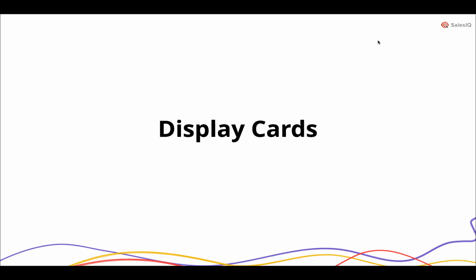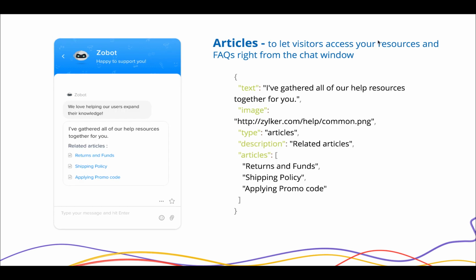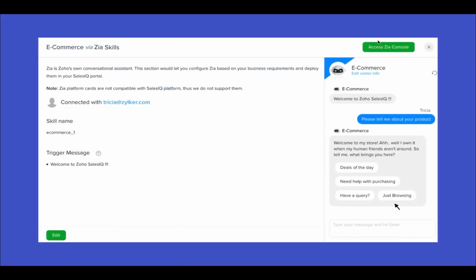Then the display cards. In display cards, you have three different options. You can display URLs to visitors inside the chat window, and you can display articles and FAQs. They can access them right from the chat window so that they don't have to go searching for them. And then you have images that can be used in combination with both articles and URLs to make your chat window more appealing. So this is what the response suggestion widget will look like inside the preview window.